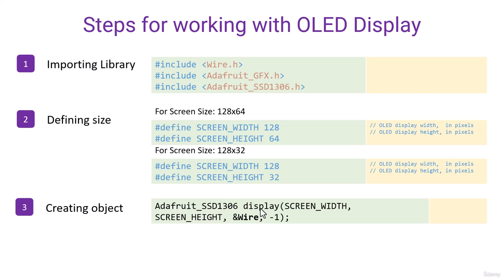Then give any name like display. Within the bracket, the first parameter is the width in pixel. Second is the height in pixel. And two other parameters related to address of I2C module. You need to write it like this way.